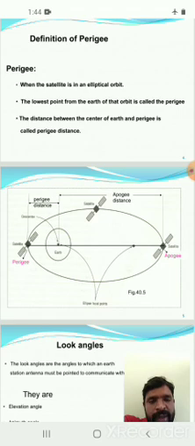Here it shows the diagram. Here earth is at the center, then the orbit is an elliptical orbit. The satellite is rotating in the elliptical orbit. The satellite is at the farthest distance, or maximum distance, from earth on the right side. So this distance is called apogee distance. This is called apogee.